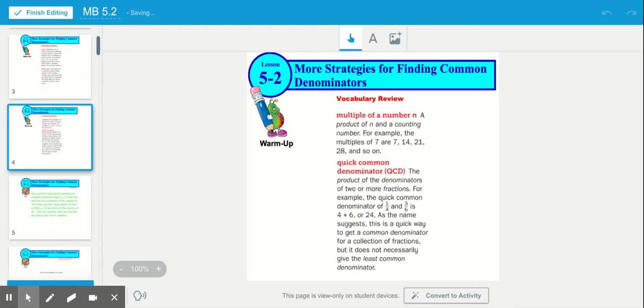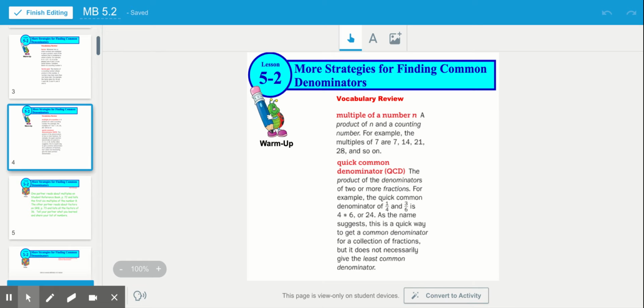We have multiple of a number n, which is the product of n and a counting number. For example, the multiples of 7 are 7, 14, 21, 28, 35, 42, and so on.